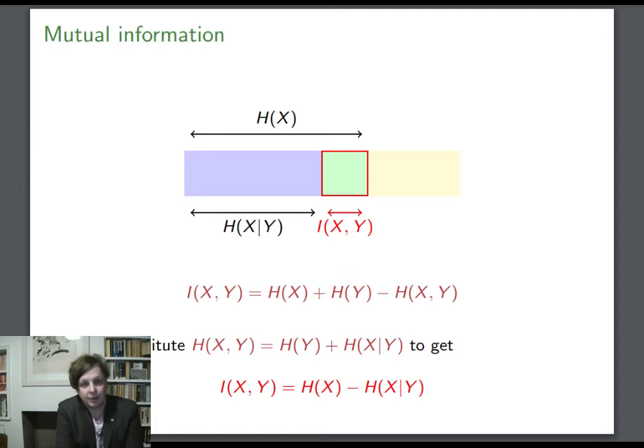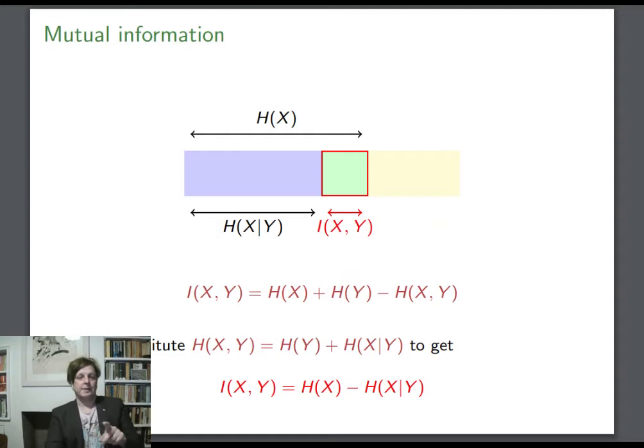the first formula I wrote down, the formula for the mutual information I of x comma y is equal to h of x plus h of y minus h of x comma y, and then substituting from the chain rule. So h of x comma y is equal to h of y plus h of x given y. Substitute the second line into the first one, cancel the things that cancel, and you get the final line.